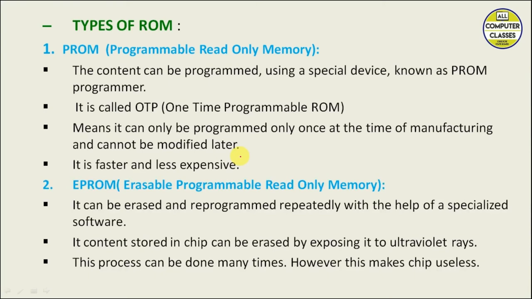Next is EPROM. This was a use and throw kind of memory, and this can be erased and reprogrammed. It can be erased and reprogrammed repeatedly with the help of specialized software. The contents stored in the chip can be erased by exposing it to ultraviolet rays. This process can be done many times. However, this makes the chip useless.